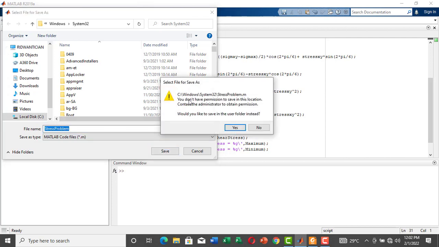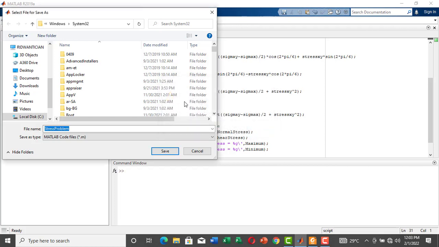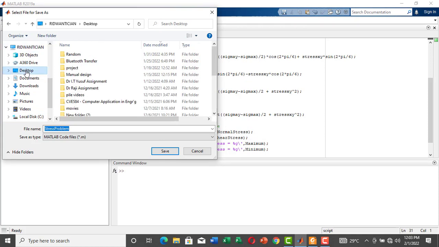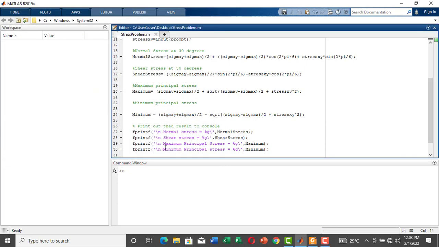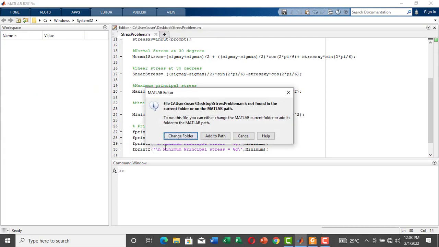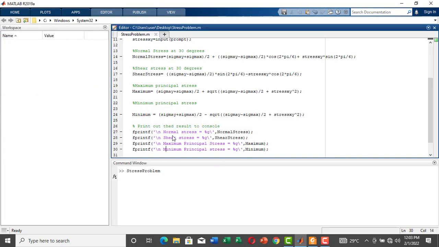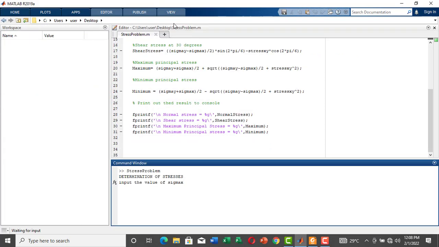You don't have permission to save in this location. Would you like to save in the user folder instead? Okay, it is saving in local disk. So let me save in desktop. You can't save in your local disk. So it asks you to change folder. Okay, good. Run your program.